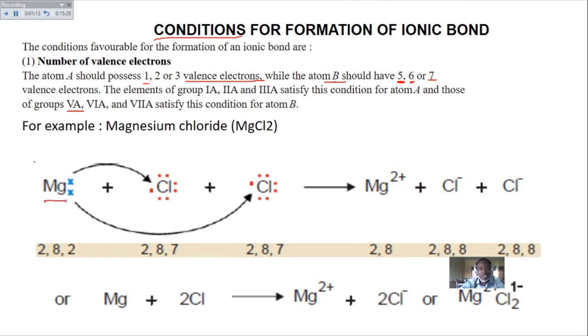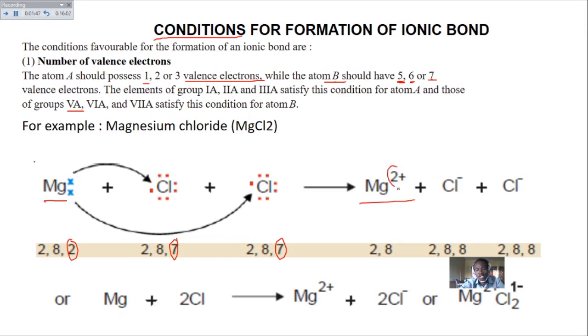When you look at magnesium, magnesium has 2 valence electrons, while the 2 chlorines are having what? 7 and 7. Meaning it's easy for magnesium to lose its 2 valence electrons towards chlorine. While it is easier for chlorine to gain 1 to become 8. It has to take 1 to this and take 1 to that. What happened?